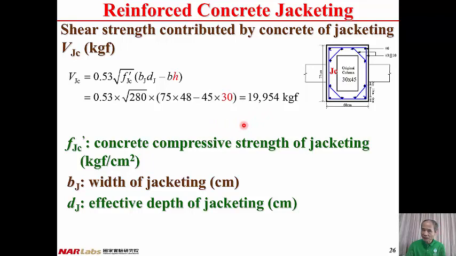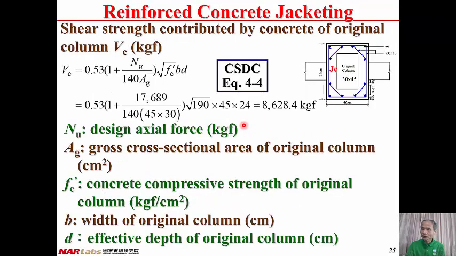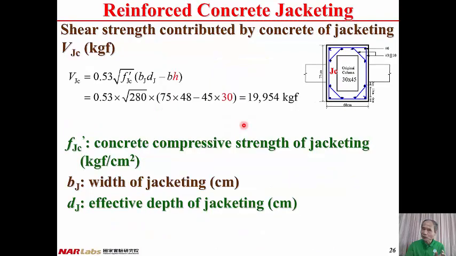If we go back to the previous line, we see VC of the original column equal to 8 point something ton-force. And after reinforced concrete jacketing, it increased from 8 something ton-force to 19 ton-force.